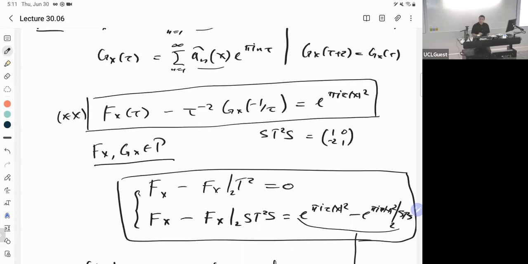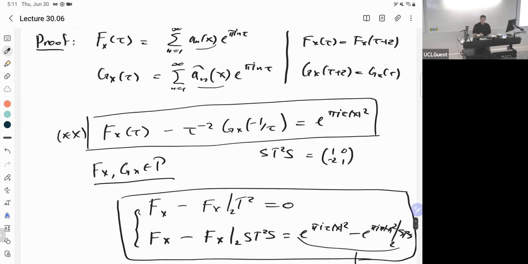For a special choice of X. If you take X to be 0, then you actually recover the Poisson summation formula. But I want to get 0, not 1. I want to get 0 on the right hand side to get the Jacobi identity. And when you take X equals 0, you get 1.